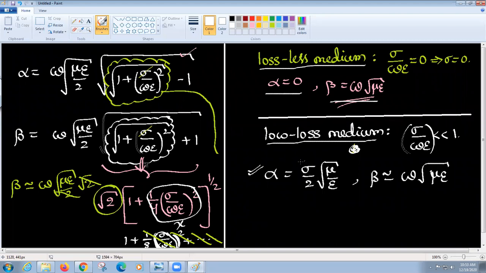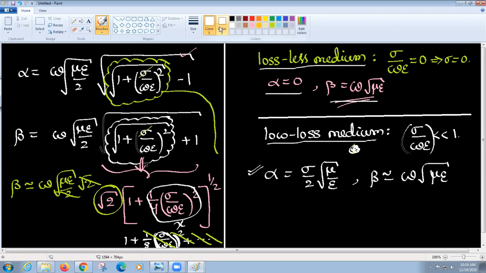I must take into account the sigma belonging to that particular medium. A low loss medium means it is not a pure dielectric. You also have some charged particles within that medium, and because of that you have to take sigma into account. So whenever this happens, this factor, the square root of mu by epsilon, will definitely appear somehow. So this is for the low loss medium, and the last one is the high loss medium.